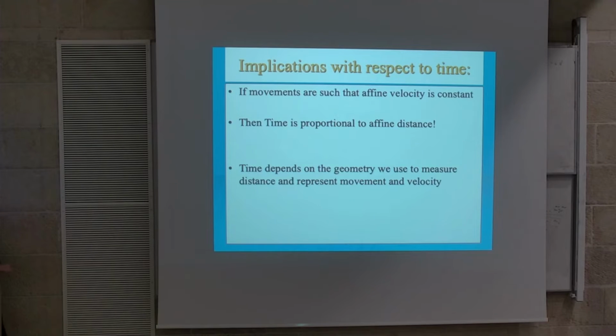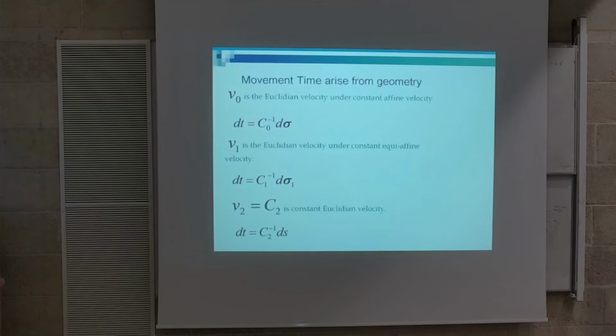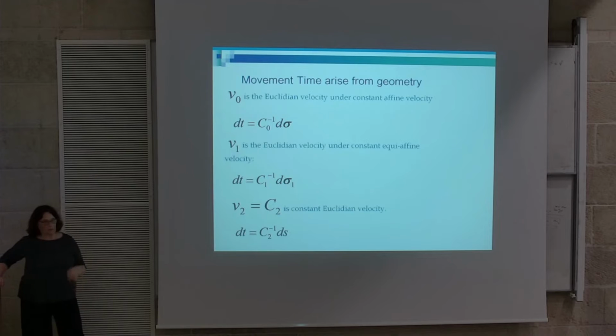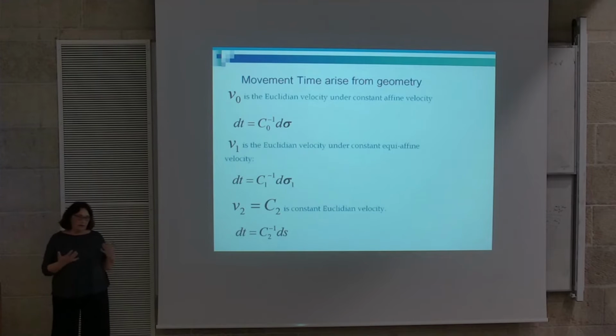And what does it imply with respect to time? It says that if movements have a constant affine velocity, the time is proportional to the affine distance. Okay? And time depends on the geometry we use to measure distance and represent movement and velocity. Okay, so we then took it to another kind of model together with Daniel Bennequin from Paris. We assume that you have the three geometries. You can also go to projective geometry, but you have a velocity that is dictated by this mixture of velocities. You don't have just one principle.